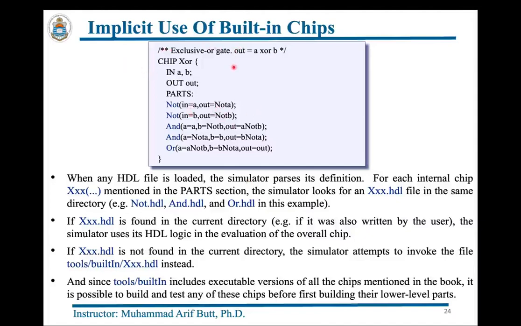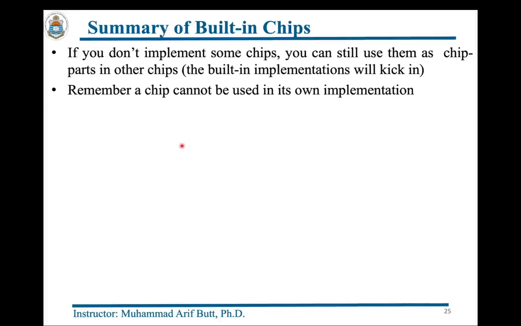The other use of built-in chips is the implicit use. Consider this HDL code for the XOR chip, which is using the NOT and the OR gate chips. Well, dear students, if you have not written the code for these three gates or these three chips, or if these three chips' implementation is not there in the current working directory, then instead of giving you an error, the hardware simulator will automatically use the built-in implementation of these chip parts. This is how the hardware simulator implicitly uses the built-in chips. So it's really great. Well, remember, if you don't implement some chips, you can still use them as chip parts. That is when the built-in implementation will kick in inside the hardware simulator.